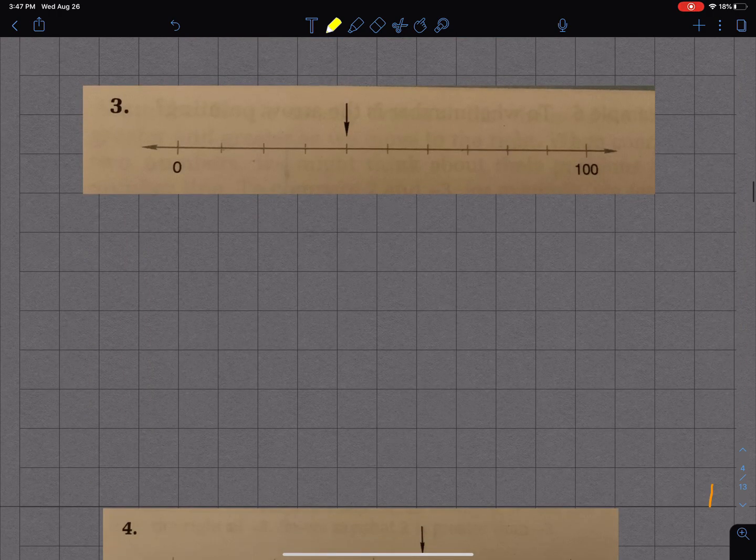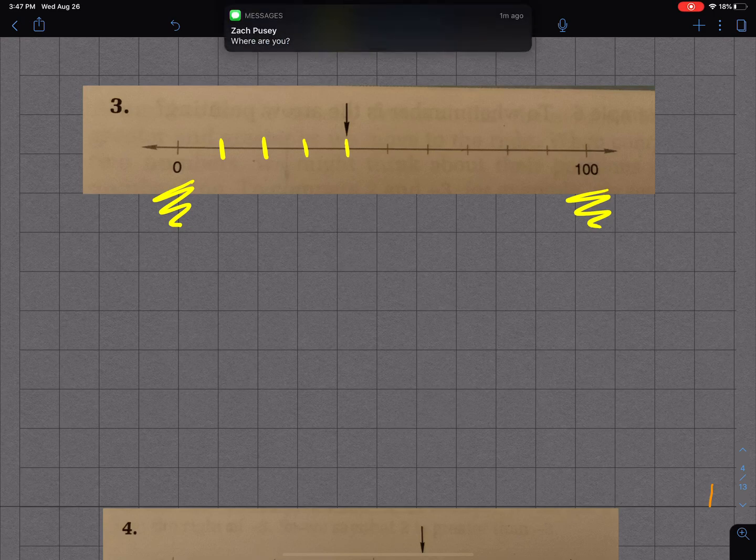Okay, let's go to number 3. Ooh, this one's a little tricky because they give you the number 0 and then the number 100. And let's count how many tick marks are in between. There's 1, 2, 3, 4, 5, 6, 7, 8, 9, 10.